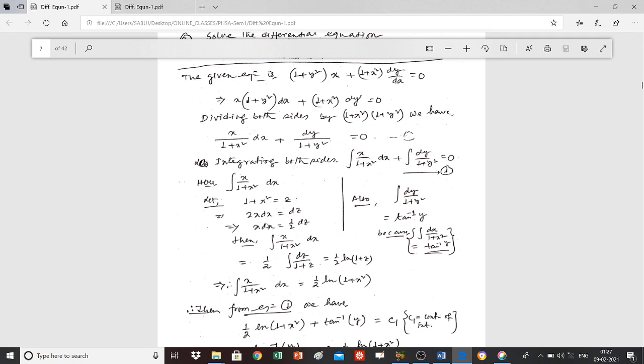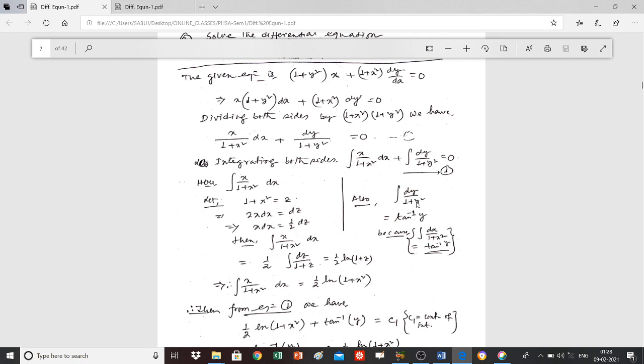So from this relation, x by 1 plus x square dx becomes 1 by 2 dz by 1 plus z. You know that the integration of dz by 1 plus z will give you log of 1 plus z. So therefore, the integration of x by 1 plus x square dx is equal to half log 1 plus x square, just substituting here the value of z.